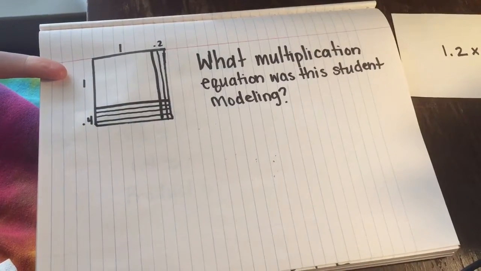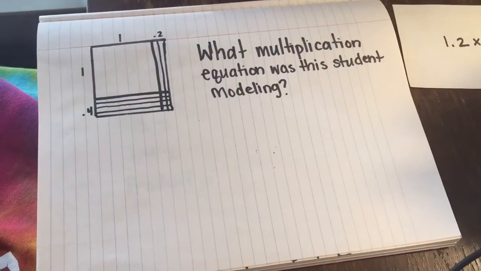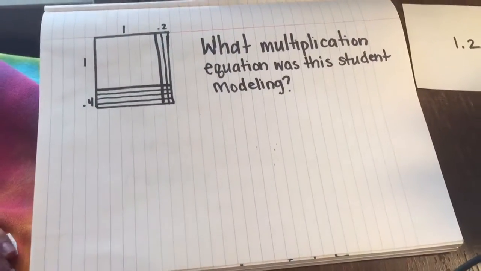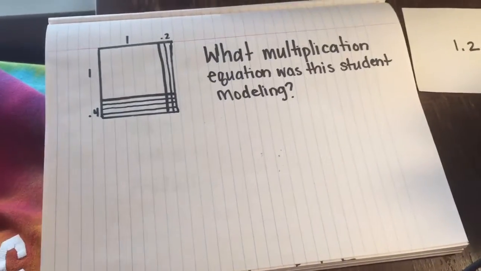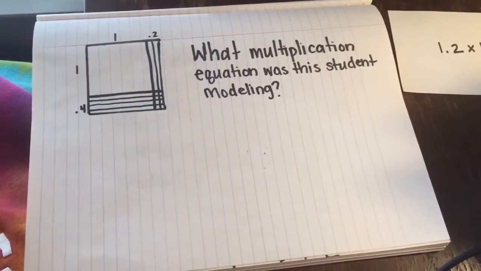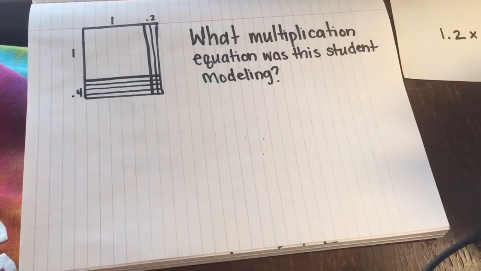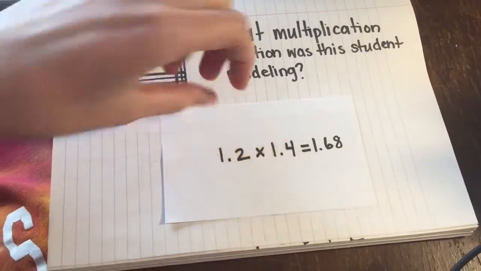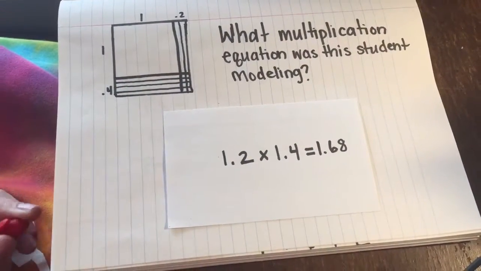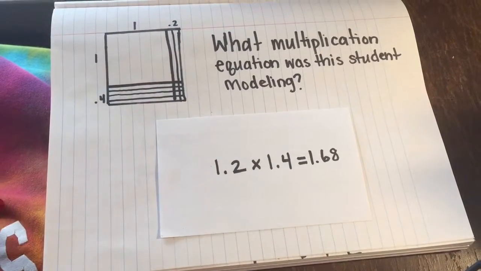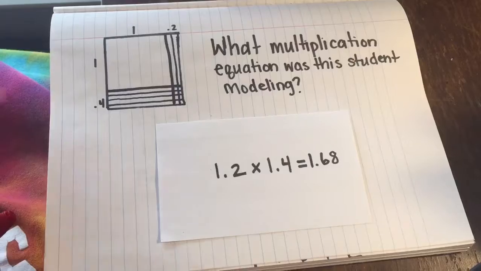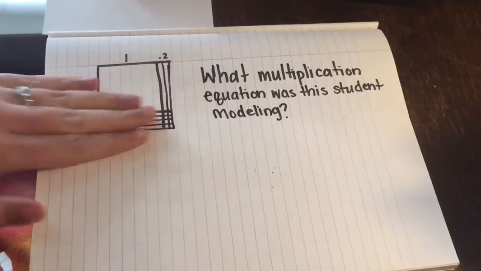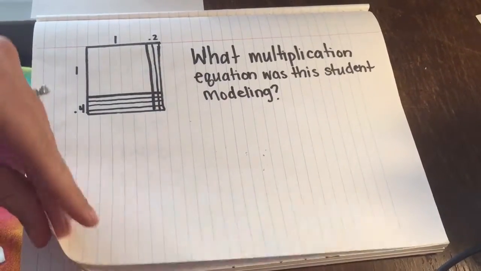In this lesson, I started out by showing them a pre-constructed area model and asking them what was the multiplication equation that this student who drew this model was trying to represent. So I would ask students to look at this model. I might have them use manipulatives to build it to help them figure it out, but eventually what I want them to see is that this student was trying to represent the equation 1 2/10 times 1 4/10 to get a product of 1 68/100.